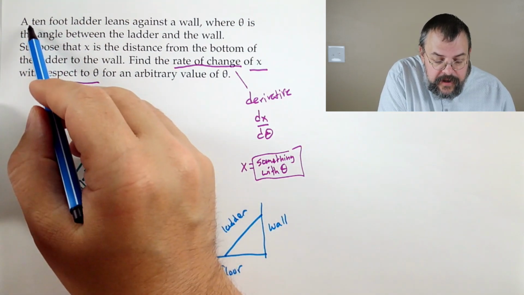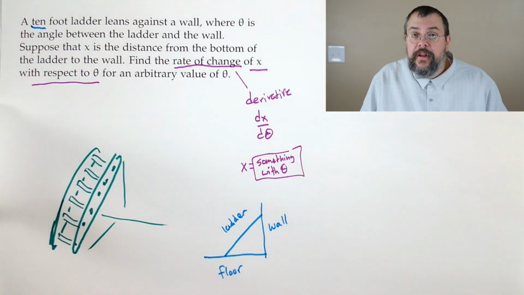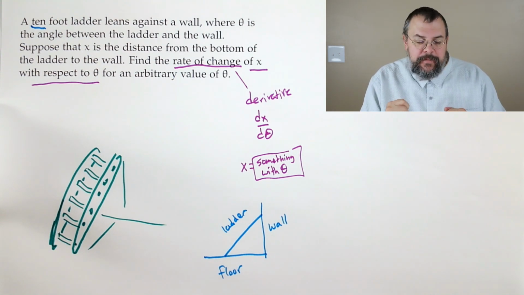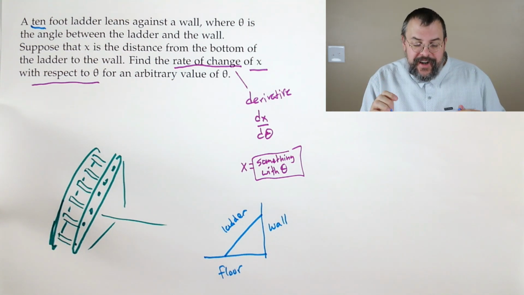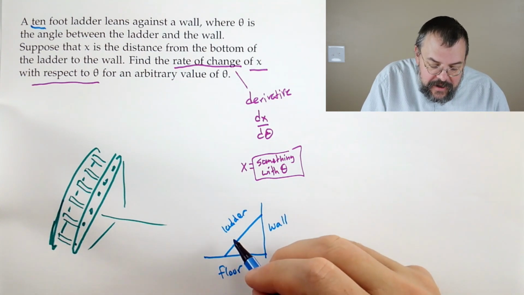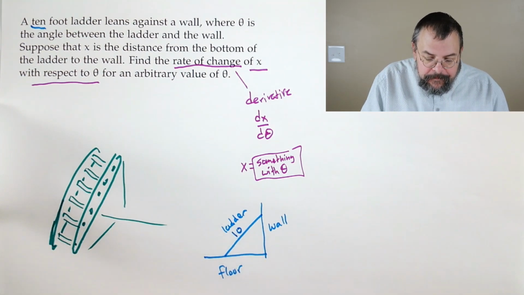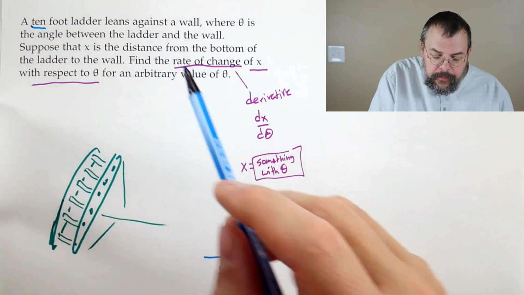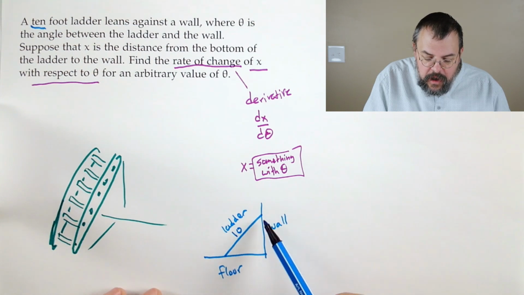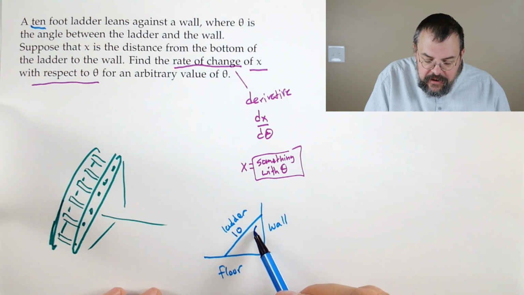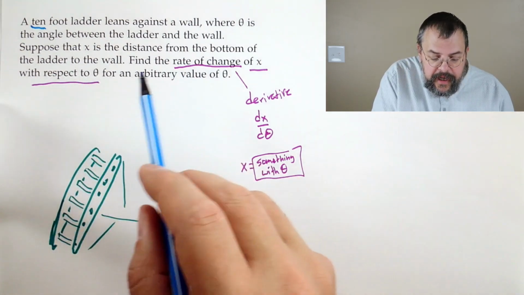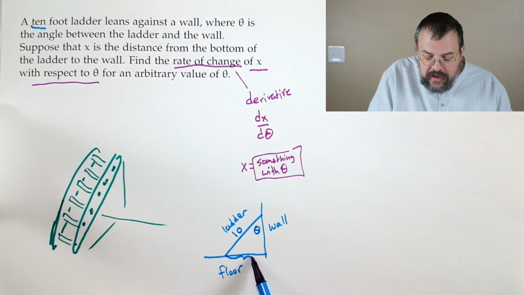Okay, so first off, we see there's this number hidden as a word. Normally it's nice if they put actual numbers, because then our eyes get drawn to it. But okay, so 10-foot ladder. So that means this is 10. And then we have theta is the angle between the ladder and the wall. So here's the ladder, here's the wall, so the angle theta goes here. X is the distance from the bottom of the ladder to the wall. So this part downstairs, this part is where X is.